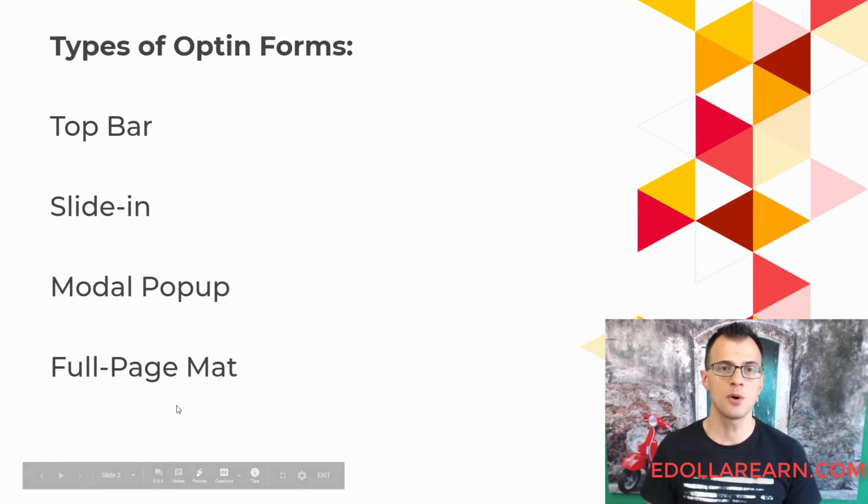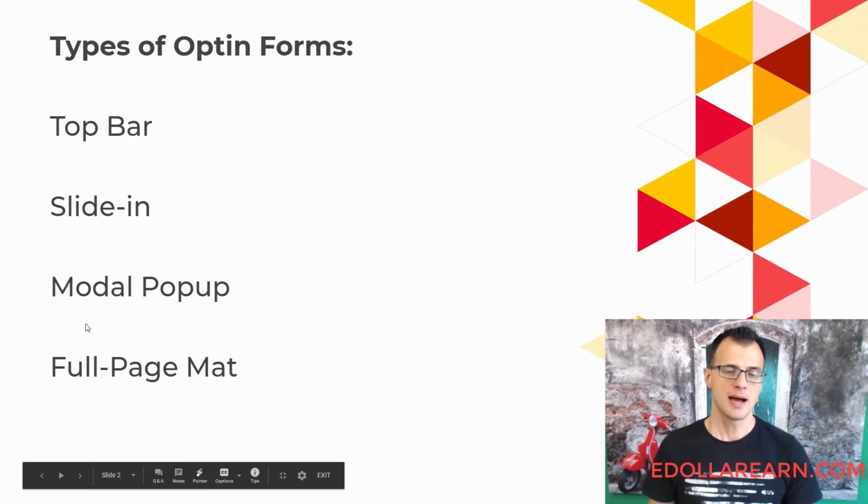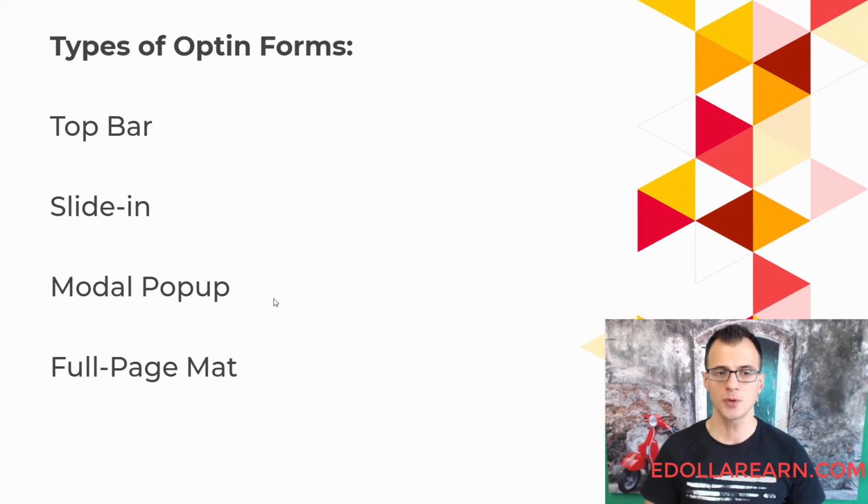The last type of opt-in form that I want to tell you about is a full page mat. You can't actually do that through ConvertKit, but there are other solutions that can help you do that. There is no urgency for you to implement all of these, by the way, and there's no urgency implementing a full page mat, but I just wanted to tell you so that you've got the knowledge of it for maybe sometime down the track.